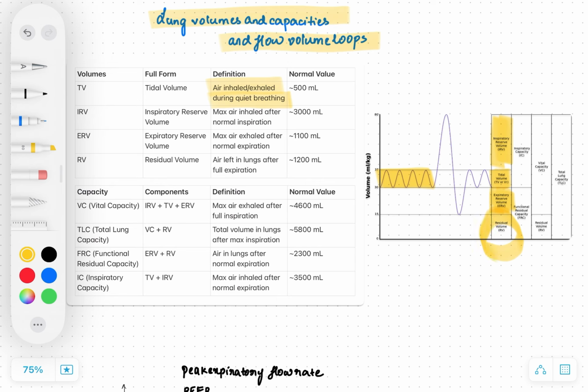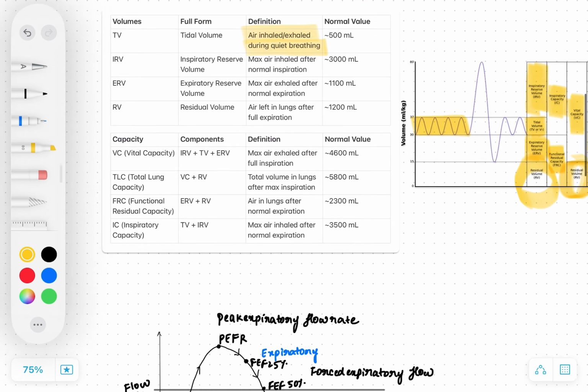So coming to the capacities, inspiratory reserve volume plus tidal volume is inspiratory capacity, and expiratory reserve volume plus residual volume is functional residual capacity. All the volumes except the residual volume make up vital capacity, that is inspiratory reserve volume plus tidal volume plus expiratory reserve volume. And if we combine vital capacity and residual volume, it is total lung capacity.